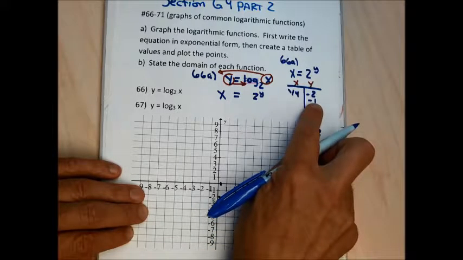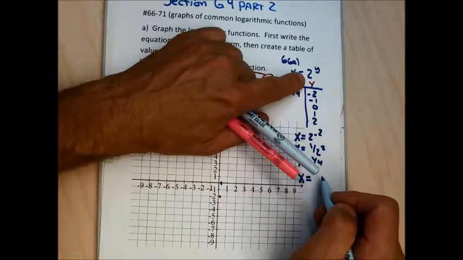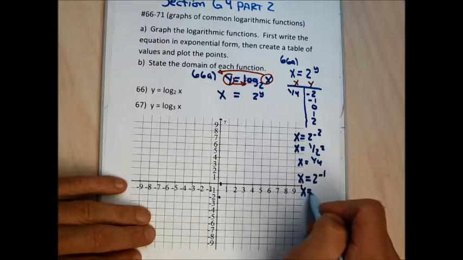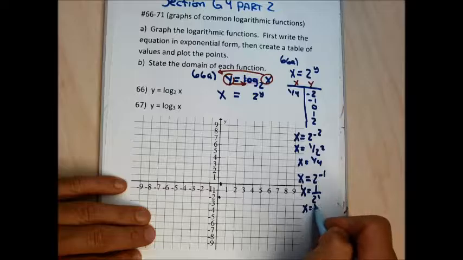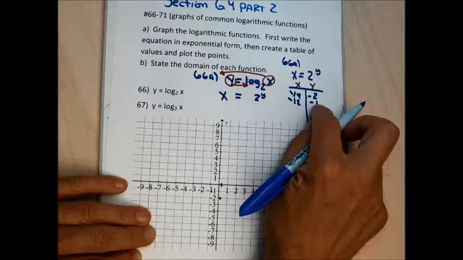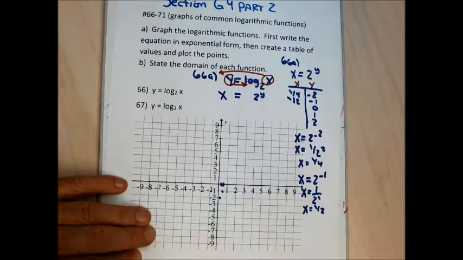Next thing I'm going to do is plug in -1 for the y. I'll get x equals 2 to the -1 power. 2 to the -1 power is 1 over 2 to the first power, which is 1/2. The second point that I'm going to plot is 1/2 comma -1. So 1/2 is about there, then down 1.